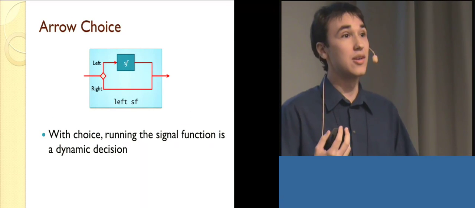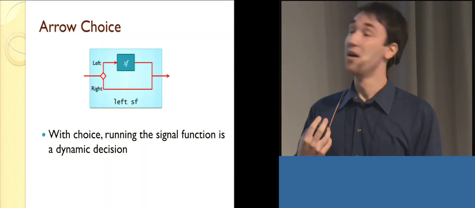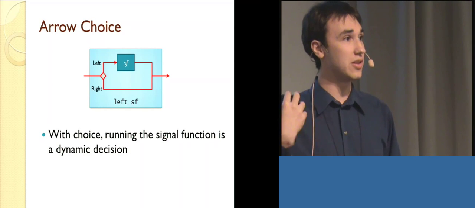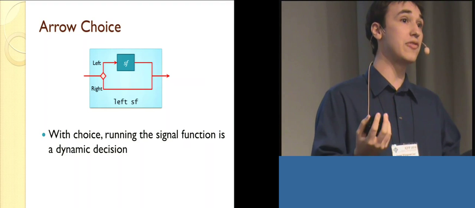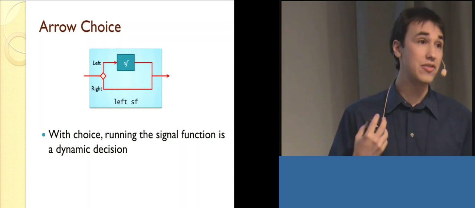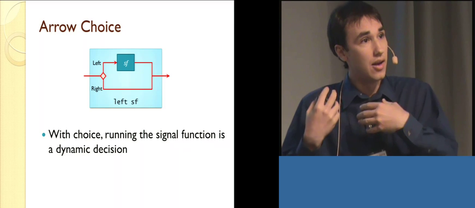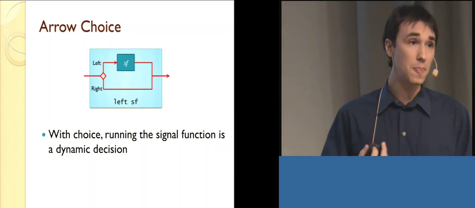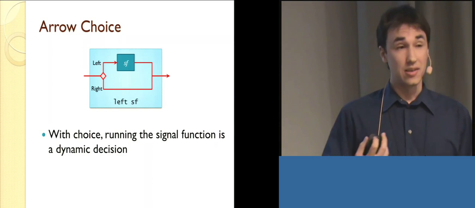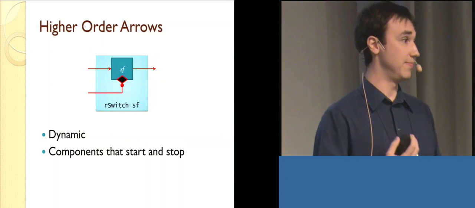Additionally, we have arrow choice, which is going to be integral to this later. We represent this with this diamond there, and we say that if we have a value that is either, say, a left or a right, then left of a signal function is a signal function that interacts with that value only when it's left and not when it's right. So running the signal function becomes a dynamic decision.